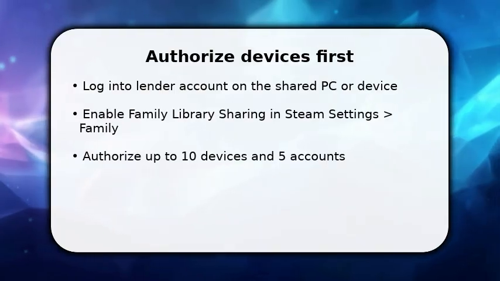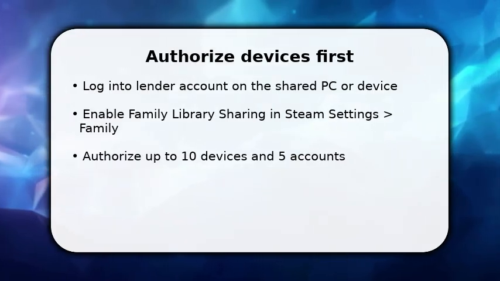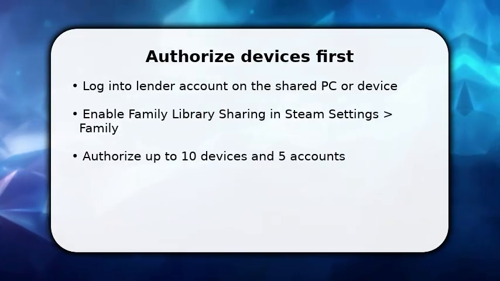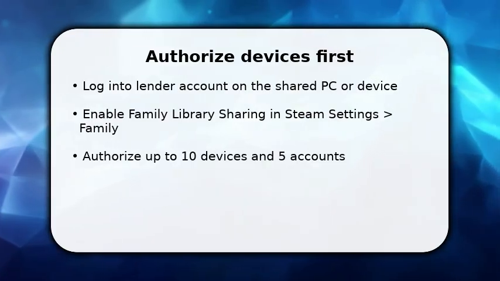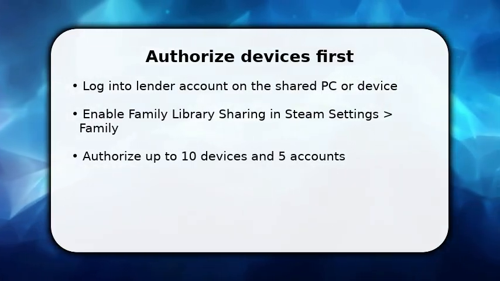You start by signing into the lender-owner Steam account on each device you want to share. Once there, open Steam settings, go to Family, and check Authorize Library Sharing for that computer. This adds the device to the owner's approved list. Make sure the borrower account also appears under Authorized Accounts.